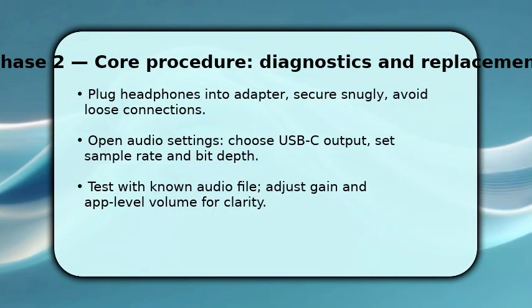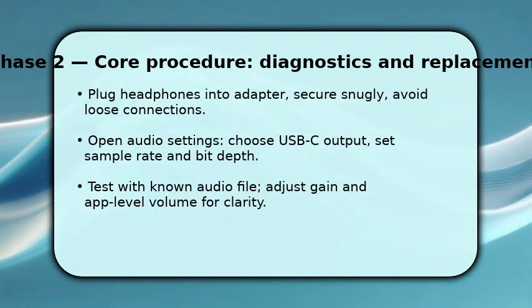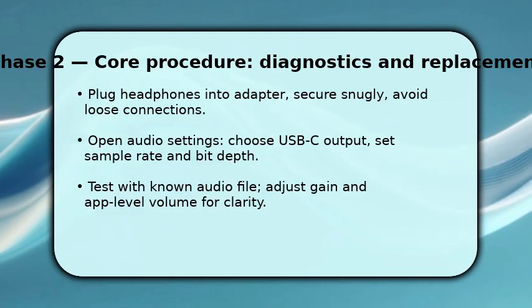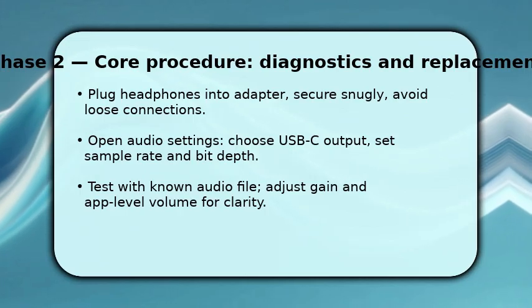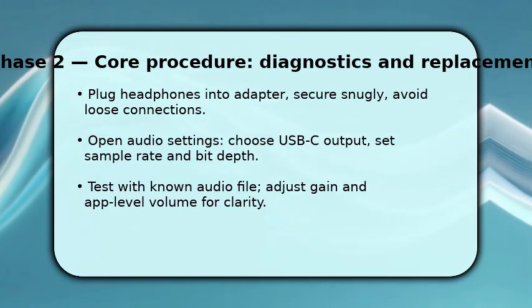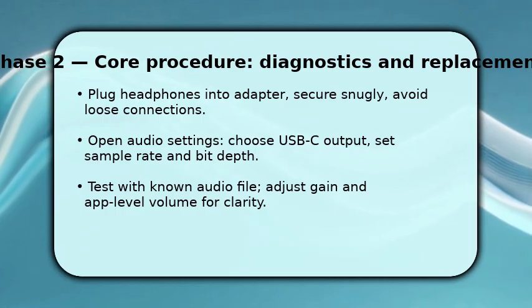Once connected, plug your headphones into the adapter and make sure the plug seats fully. Intermittent contact causes crackle. Then, open System Audio Settings and select the USB-C device as the output, because the host needs that instruction to route sound.